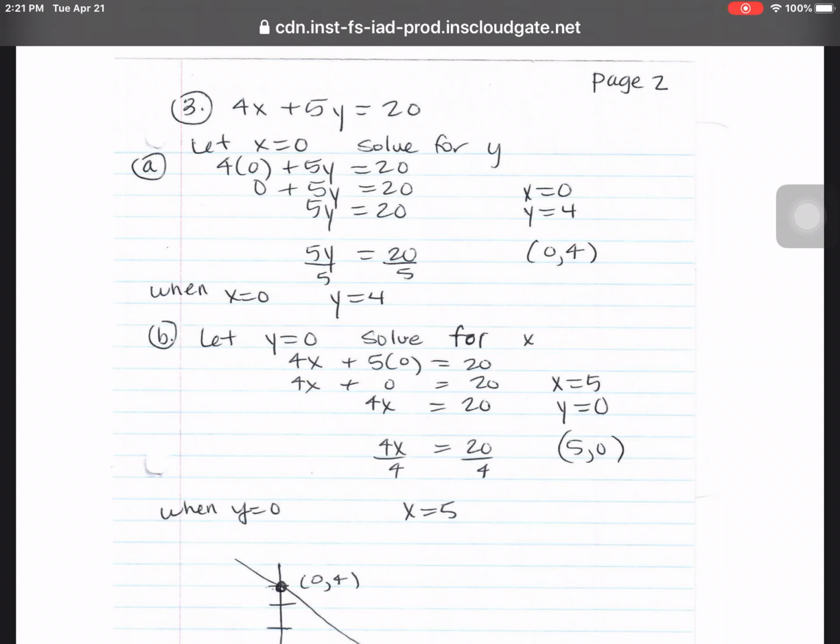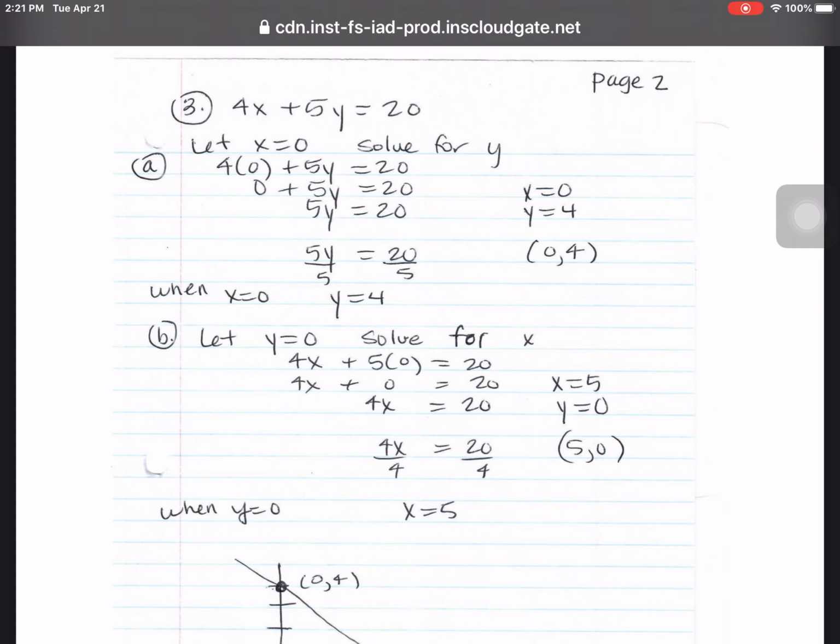5y equals 20. 5y means 5 times y, so we'll divide by 5 on both sides. The 5's cancel on the left. 20 divided by 5 is 4. We plugged in x equals 0, and we got y equals 4. That means we have the point 0, 4.